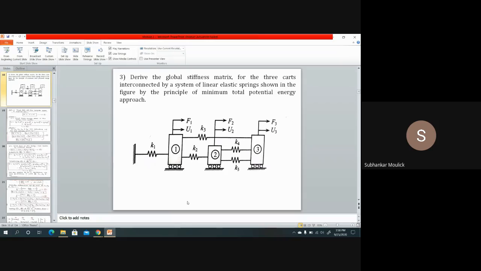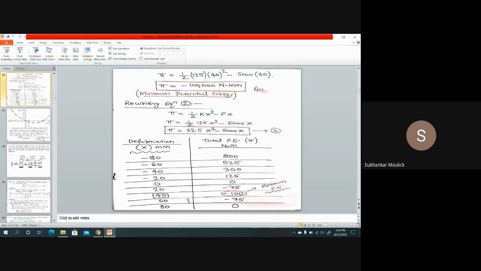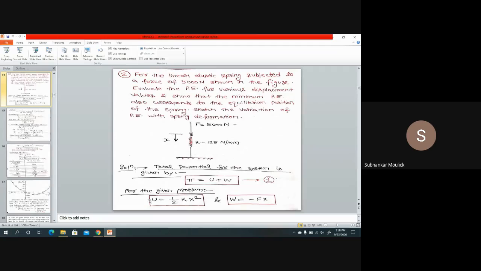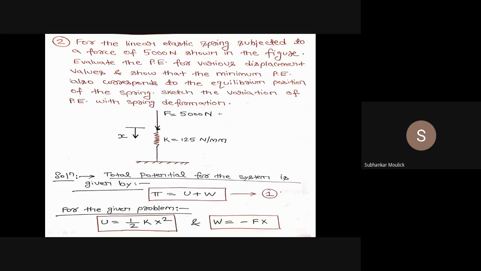So now let us solve the second problem. Fine. Now you will solve this problem. I will just give you hints and you have to answer me. Since you have understood the process, how we are using the concept of potential energy approach to find out the global stiffness matrix, the load vector matrix and the nodal displacement vector matrix. So this problem you will solve. Okay. Fine. So let us read the problem.